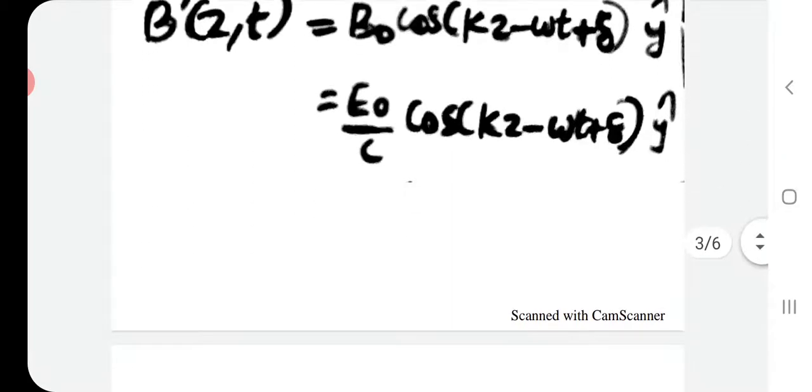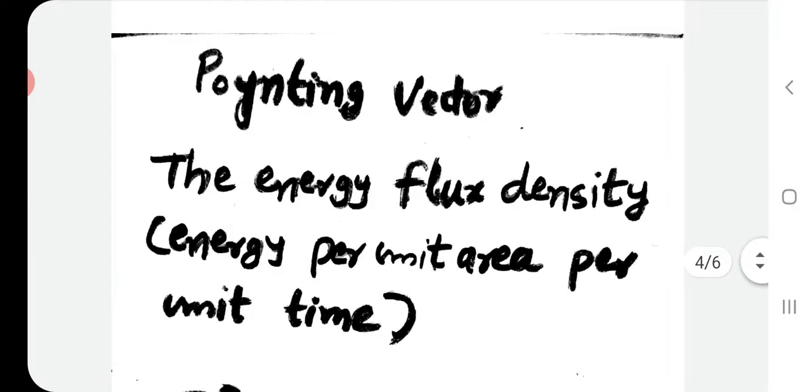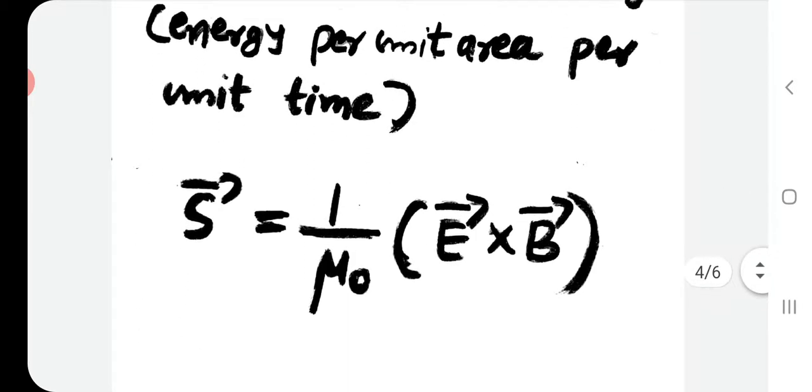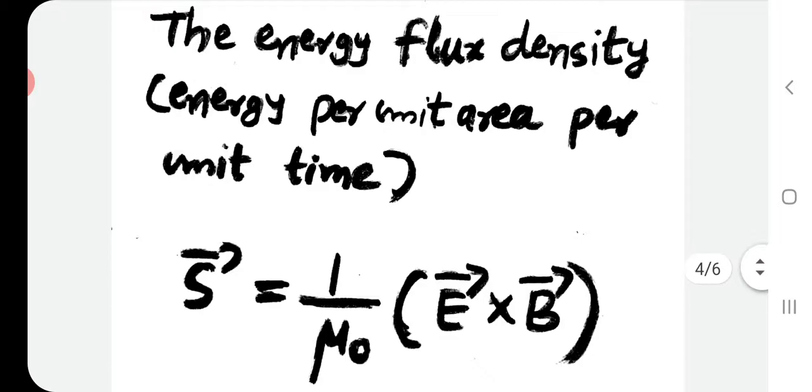Okay. Now we have learned the Poynting vector. The Poynting vector is the energy flux density, or the energy per unit area per unit time. It is represented by the vector S, S equal to 1 over mu 0 times the cross product of the electric and magnetic fields, E cross B. So S is equal to 1 by mu 0 E cross B. So this is the Poynting vector.